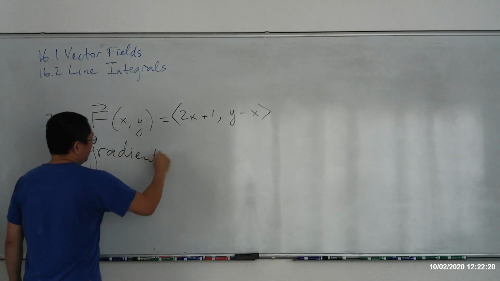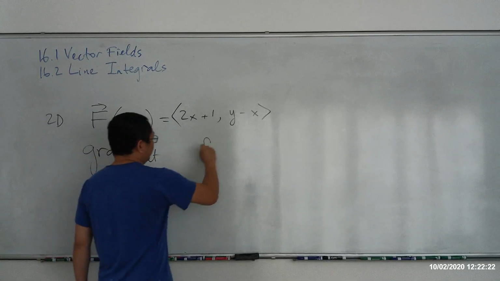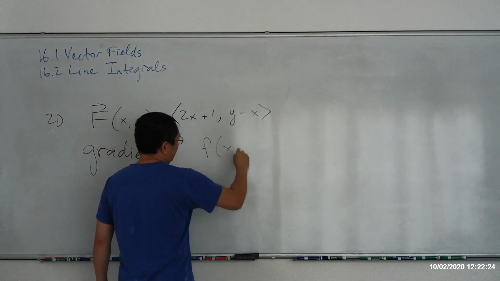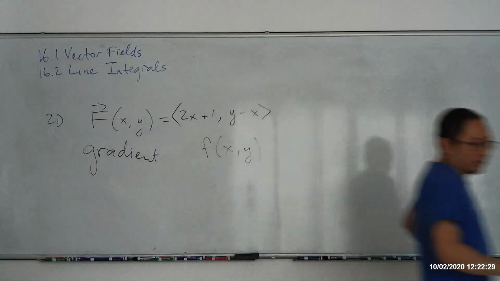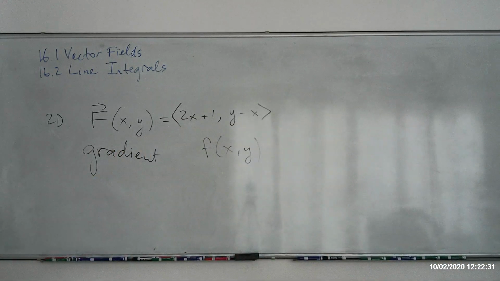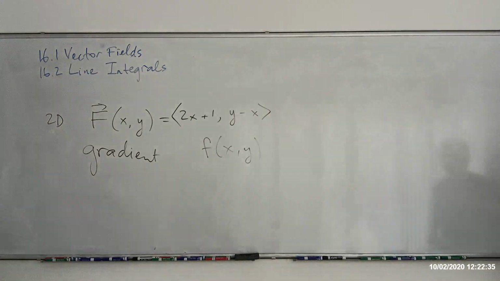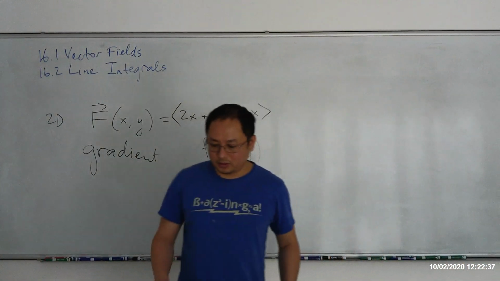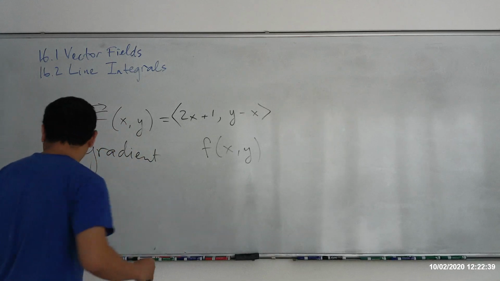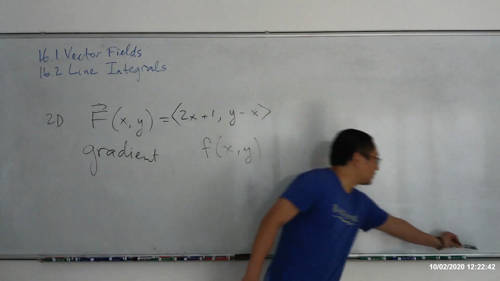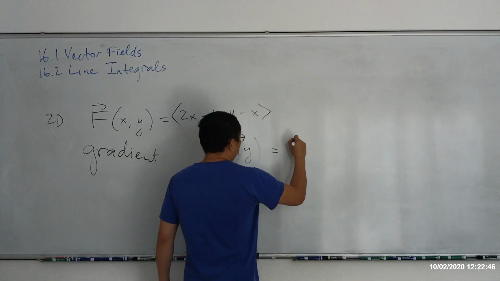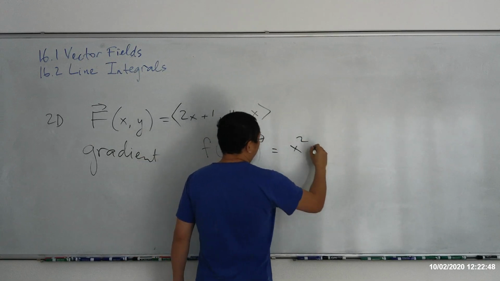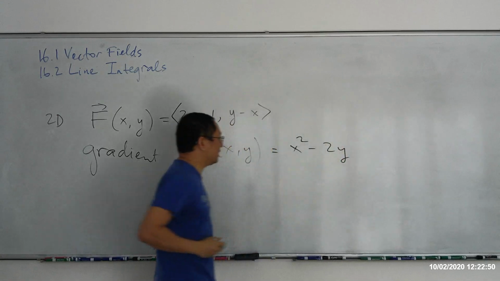Gradient. Okay, say you have a function f. I'll give you an example of two variables, x, y. You can also look at an example of 3 variables, 4 variables. It's pretty much the same idea, just more variables to work with. So let me give you an example. Say f(x, y) is equal to x squared minus 2y. It's an easy example.